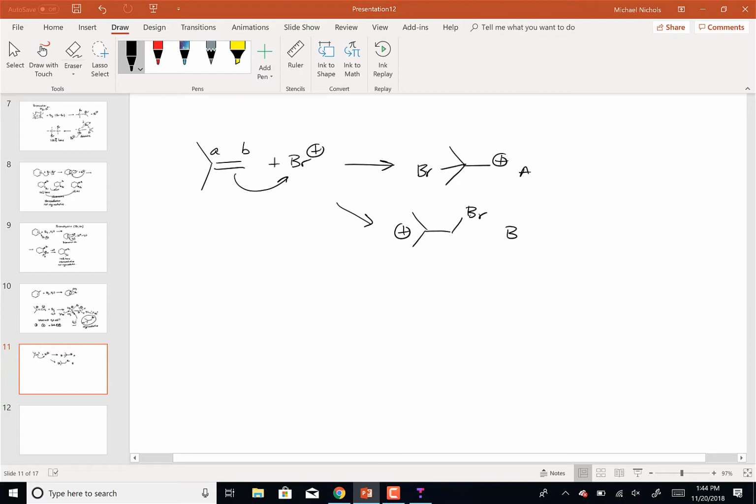So if I forget about the triangle and just treat the Br plus as if it was like an H plus, it's pretty clear where Br has to add. It's got to add to carbon B, right? Because tertiary carbocation versus a primary, I mean, we're not supposed to be writing primary carbocations. And then where would my water add? My water would add to the carbocation and then lose H plus and give me the final OH product.